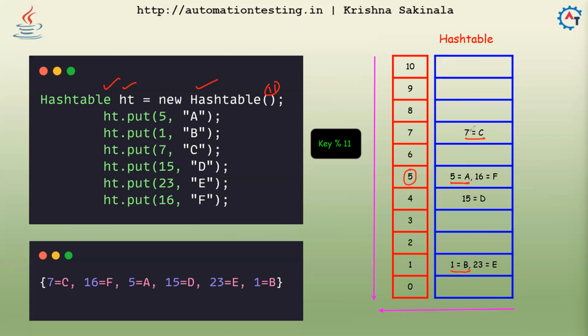So now till here it is fine. Now it became 15, so there is no 15. I have only till 10. So what is the logic? Key percentile 10. The logic will be like this.